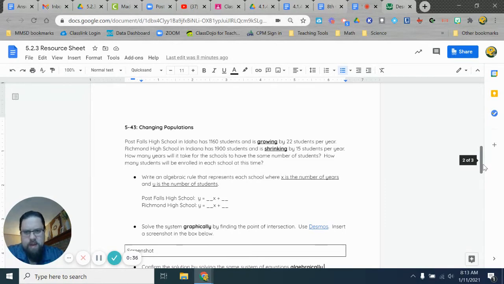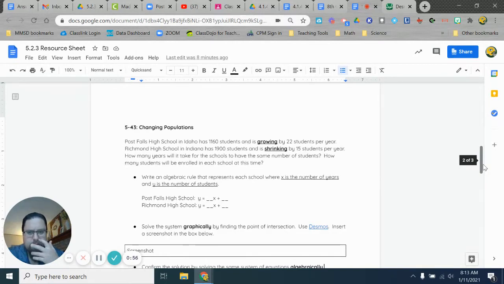Post Falls High School in Idaho has 1,160 students and is growing by 22 students per year. Richmond High School in Indiana has 1,900 students and is shrinking by 15 students per year. How many years will it take for the schools to have the same number of students? And how many students will be enrolled in each school at this time?